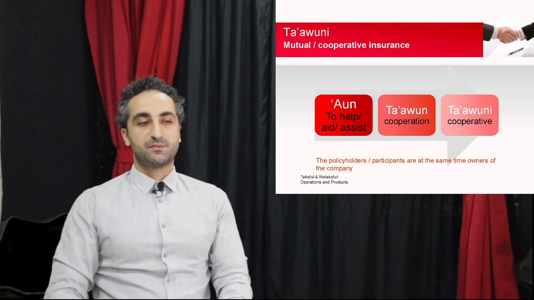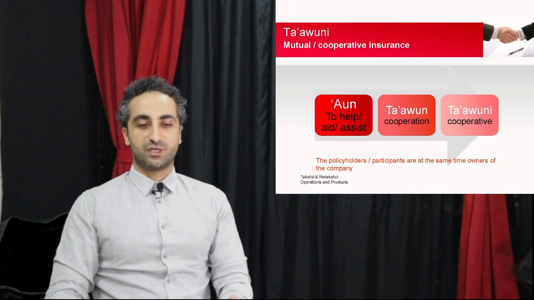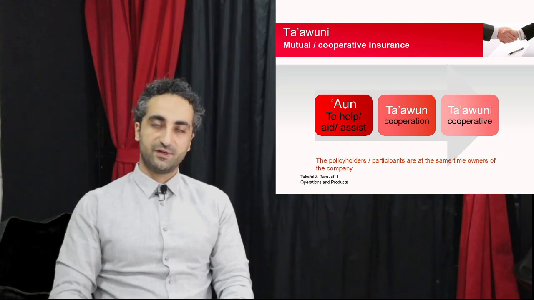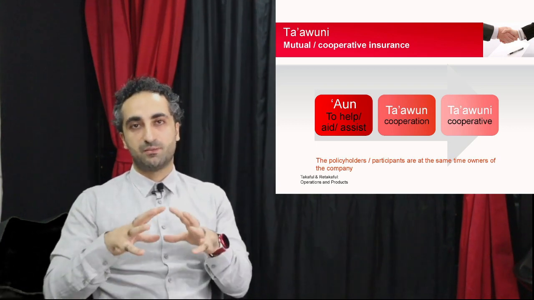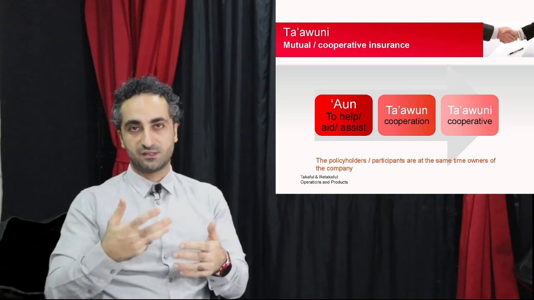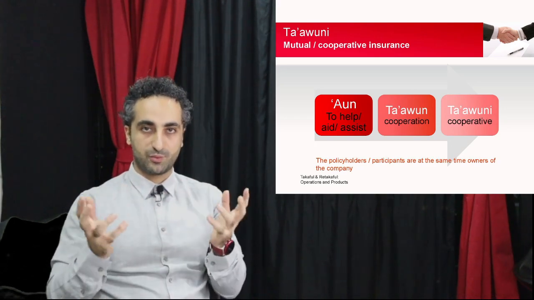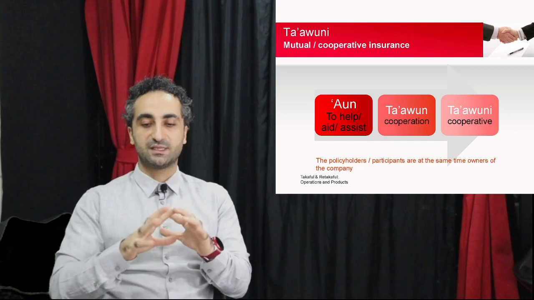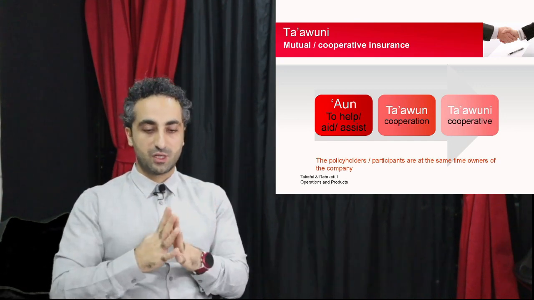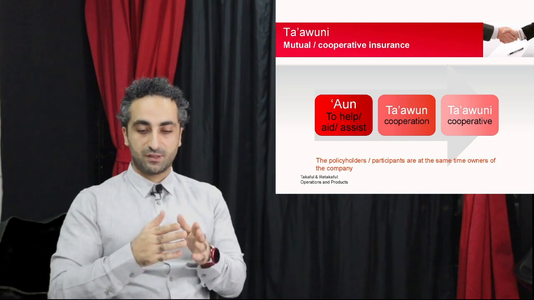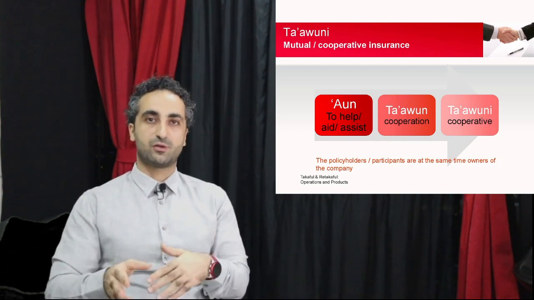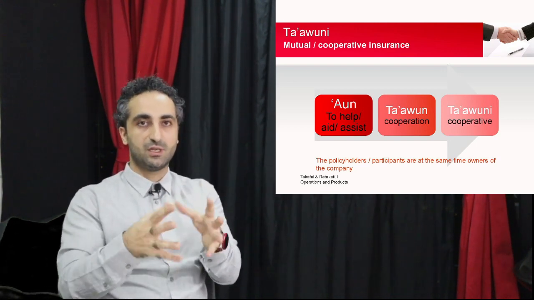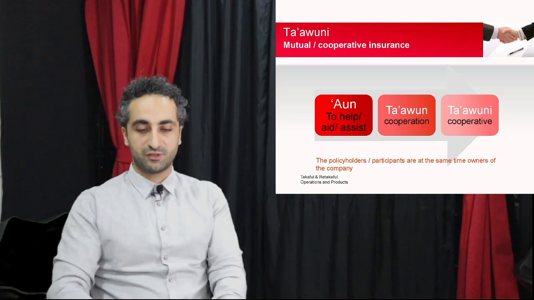So, some types of takaful are called ta'awuni, mutual. It's very popular in Saudi Arabia. So, very similar. It's basically based on aun, help, aid, assist, ta'awun, cooperation. It's just the same word, different forms of the word. Ta'awuni, cooperative. So, the policyholders, participants, are at the same time owners of the company. So the participants provide the money, it becomes the company basically, and you own it.